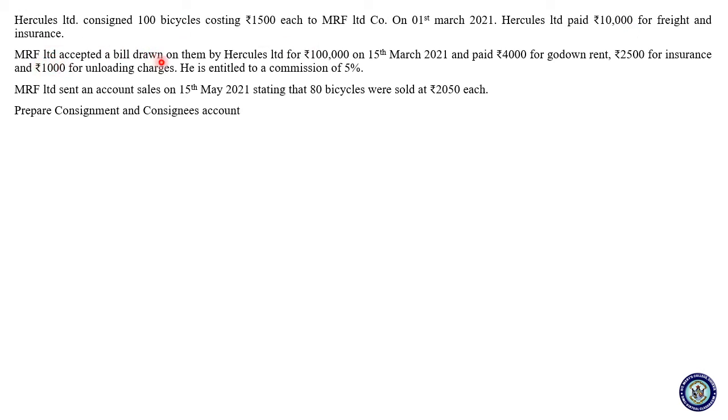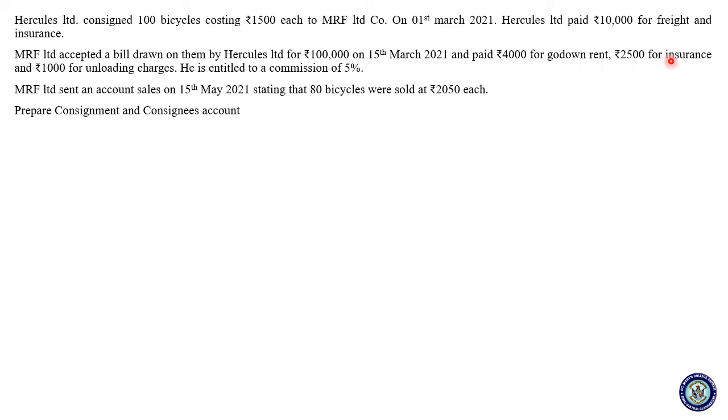MRF Limited accepted the bill drawn on them by Hercules Limited for 1 lakh. See here, it is the bill drawn for rupees 1 lakh. So this you have to show as a bill receivable. Okay, so it is drawn on consignee. So in consignee's account, you have to write by bills receivable. And paid 4,000 towards godown rent. So godown rent is an expense incurred by MRF. MRF means consignee. So this godown rent is recurring. Okay, after goods enter, you will pay the rent.